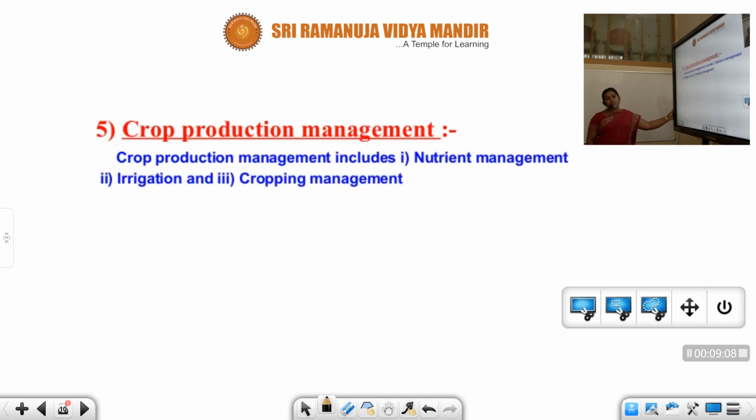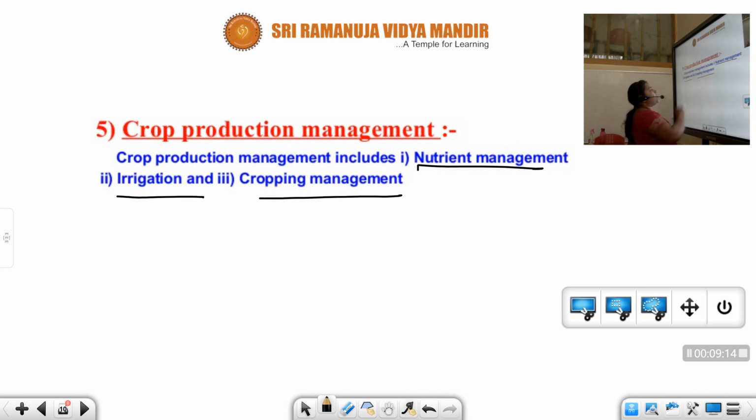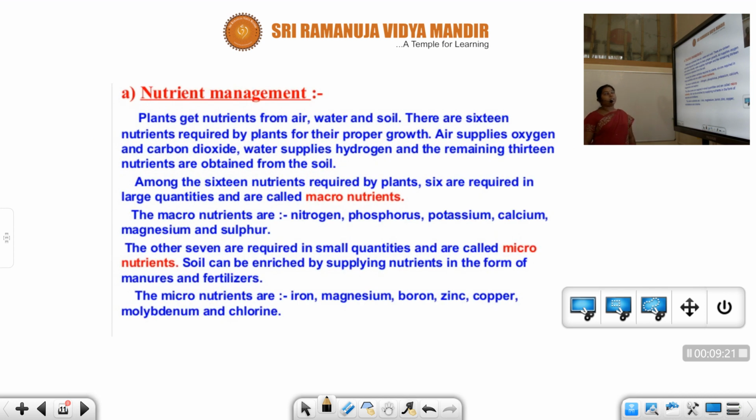Crop production management. See, crop production management includes nutrient management, irrigation, cropping management. There are three aspects under this we are going to discuss. What are those? First one, nutrient management. See, students, just as we require nutrient food, in the same way plants require nutrients for their growth and development. There are 16 nutrients required by the plant for their proper growth.